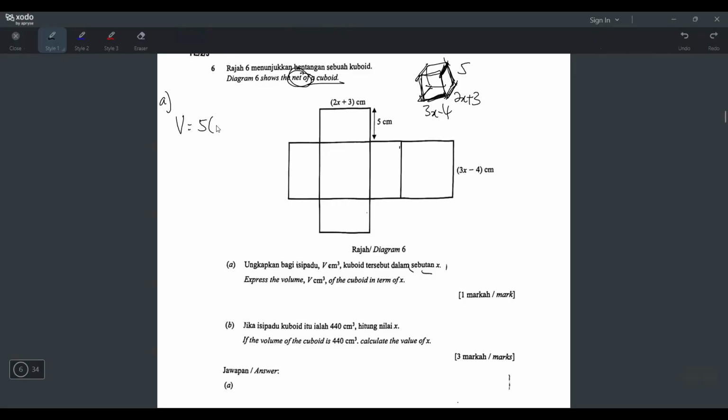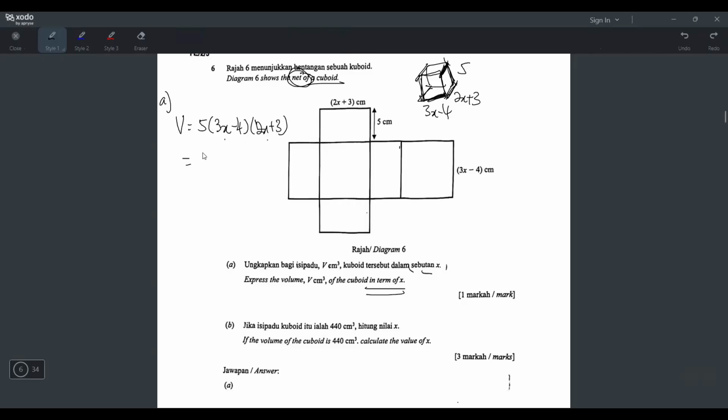Just take 5 times 3x minus 4 times 2x plus 3. Okay, this is how you find volume. It's okay if you don't have the x, because they already say here in terms of x. So you don't need to find the x, right? Maybe B only they want to find, right? So for A, you don't need to do that. Just expand and then you get the answer.